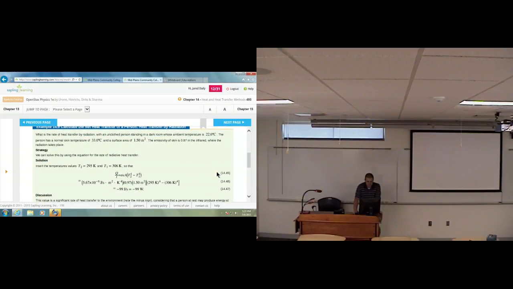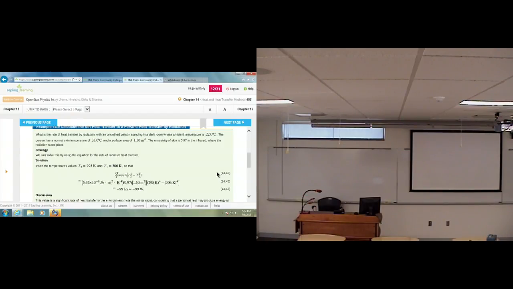So how are we going to use this Stefan-Boltzmann equation? Here we have an example where we're transferring heat by radiation. We have an unclothed person standing in a dark room. Ambient temperature is 22 degrees Celsius in the room. The person has a skin temperature of 33 degrees Celsius, surface area 1.5 meters squared. They give us the emissivity, that's the e. The Stefan-Boltzmann constant sigma stays the same all the time.